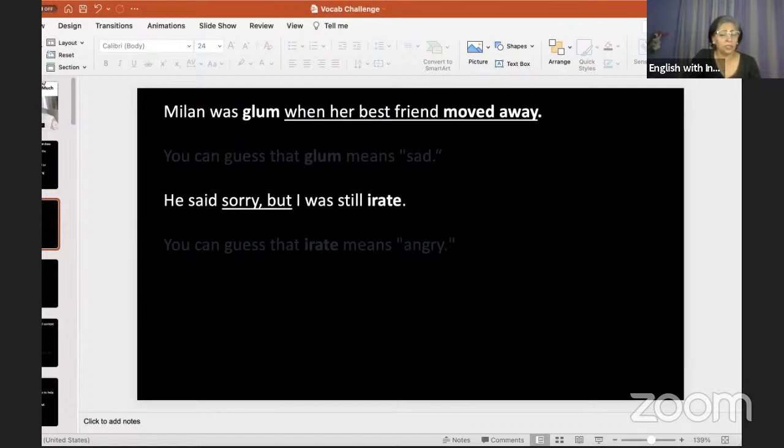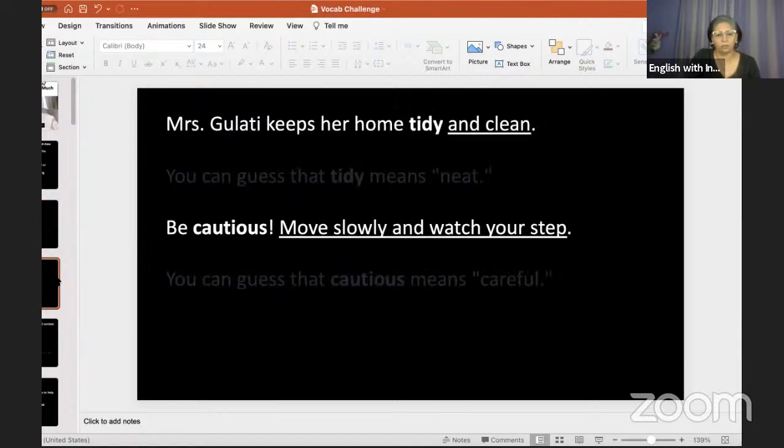So I hope you understand so far that glum, if we didn't know the meaning, but we looked around the other words in the sentence and we figured out that glum means sad. And here also we looked around the other words. He said sorry. That means he made a mistake. He did something wrong. And he said sorry, but I was still irate. I was still angry. Now, next one.